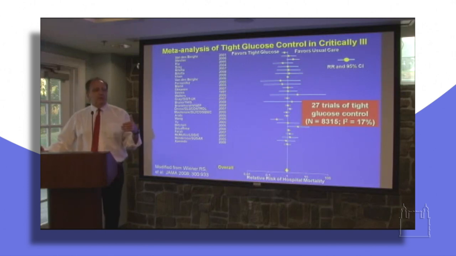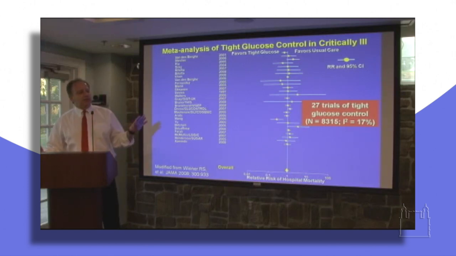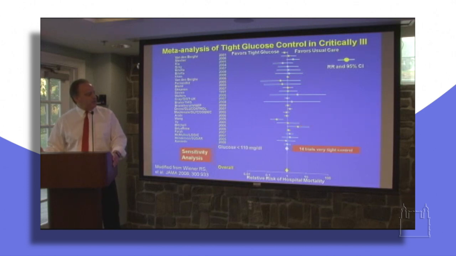Now, what you want to do is a sensitivity analysis. You want to look at different factors to make sure that this result isn't being generated by one or two different types of studies, that it's a consistent effect. So let's do a sensitivity analysis and look at different factors and see if the result is similar to the overall result. Here's our sensitivity analysis. With patients with just glucose less than 110, you found the same result, 14 trials. Didn't matter if you used less tight control, this treatment still was not beneficial.